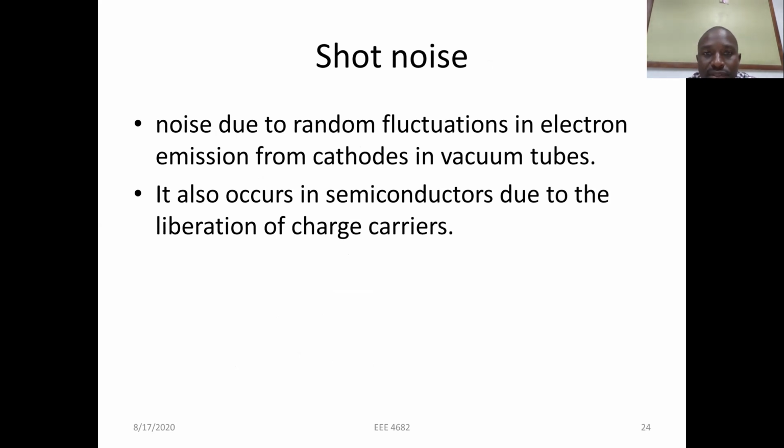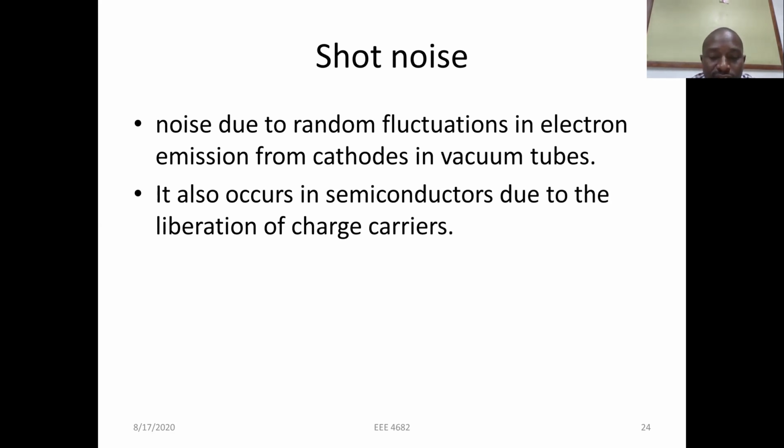Another example of internal noise is shot noise. This is noise due to random fluctuations in electron emission from cathodes in vacuum tubes, or in semiconductor materials, noise due to the variation of charge carriers.